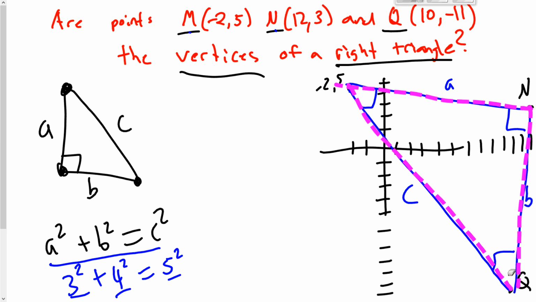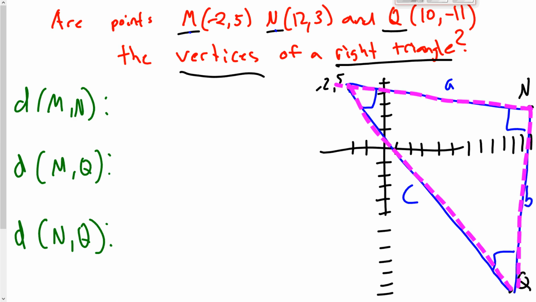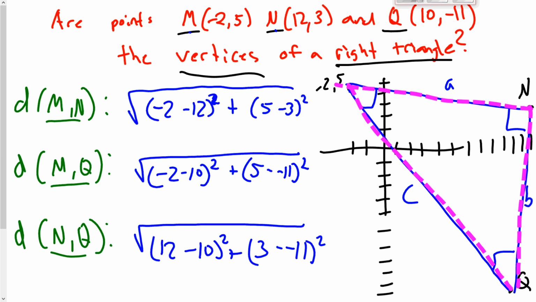Okay, so if you want to, you could pause the video just to practice finding the distance. So here are the 3 distances I'm supposed to find. From M to N, from M to Q, and from N to Q. That would be the 3 sides of this triangle, and we want to see, is it a right triangle? And then here would be their equations. I let M be my x1, y1, and then N be my x2, y2.